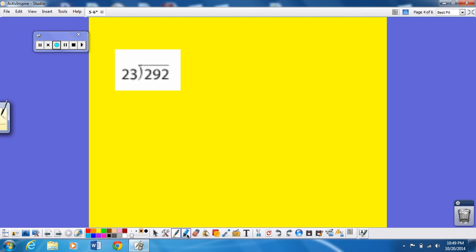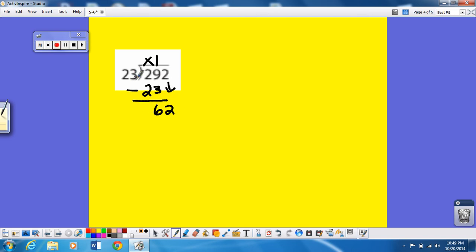292 divided by 23. Let's go through the same process. Does 23 go into 2? No, it doesn't, so let's protect that space. 23 goes into 29, we know only one time, because 2 23s would be 46. That's going to go way higher. So let's, 1 times 23 is 23. Subtract, 9 minus 3 is 6, and bring down that 2.